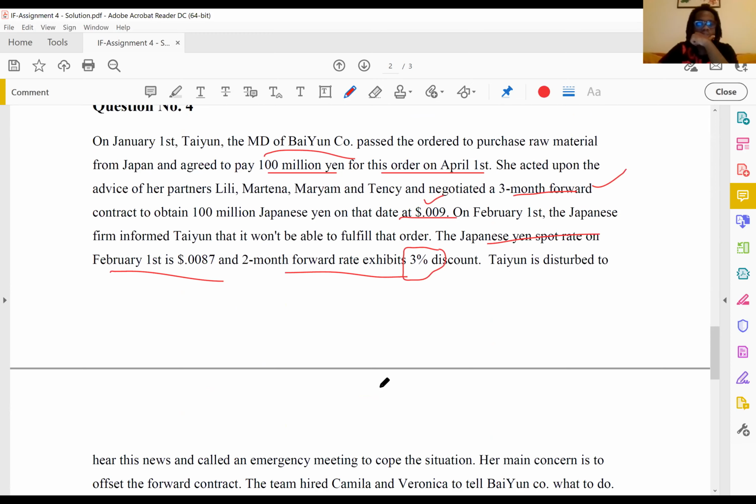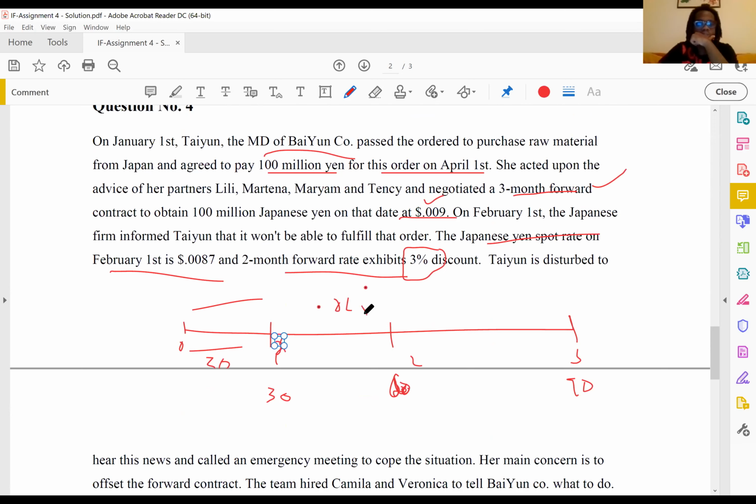On February 1st, so you make a timeline, very nice timeline. This is 3 months, so just write it down here. This is 1, 2, and 3 months. So right now you are here at 0 point. You enter into a contract, or you can just say 30 days, 60 days, 90 days, right? So now you are here, 30 days has passed. Now 2 months left.